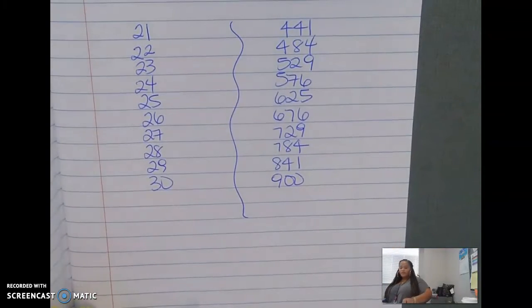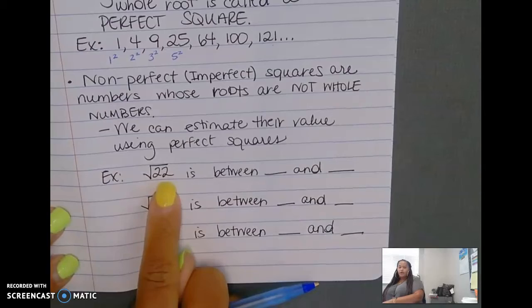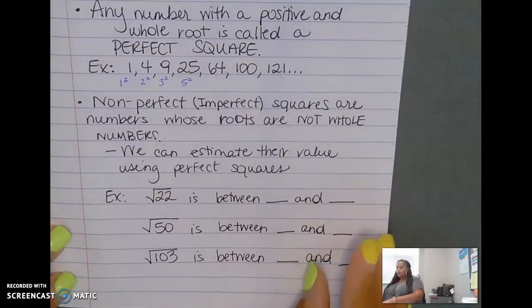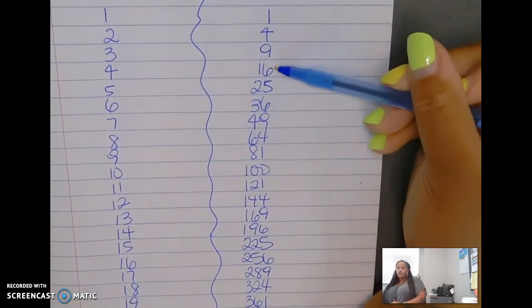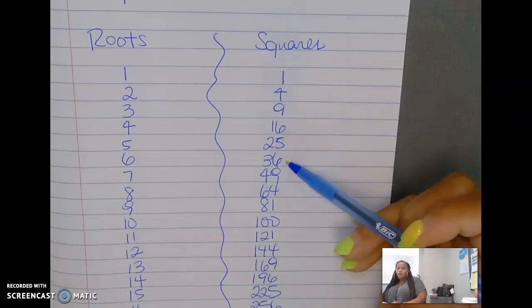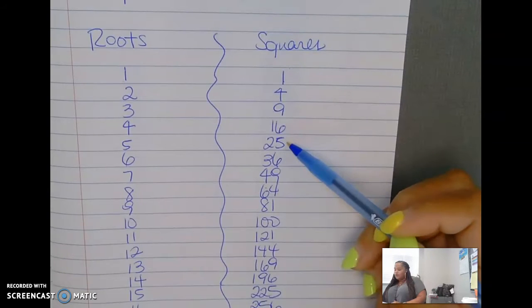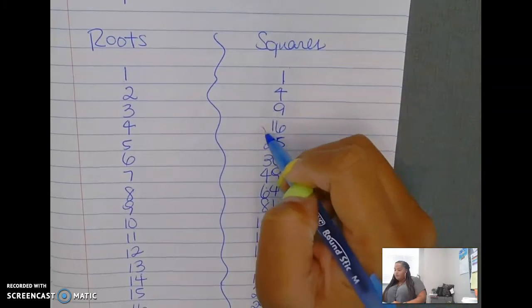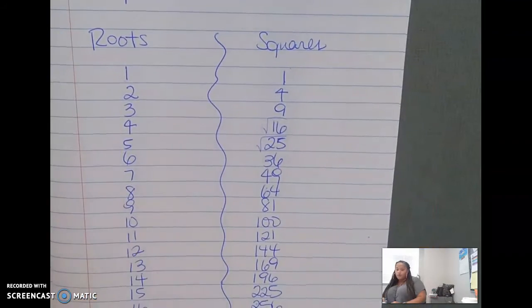So now I'm going to find out, back to my notes, the square root of 22. I'm going to look at my perfect squares and see where 22 would fall. These are my squares. So 22 would fall in between 16 and 25, okay? So if I were to put a radical here and a radical here, I would get 5 and 4.